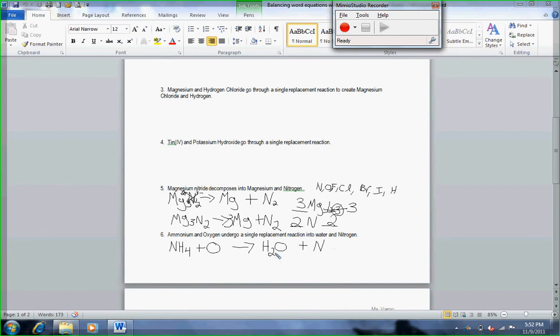Our second step is to check for diatomics. Remember, we only care about diatomics when they're by themselves. Oxygen's by itself, it is one of our 7 diatomics, it's right here. Nitrogen's by itself, it is also a diatomic, so we add a 2. Our next step is to crisscross. However, in this case, our compound came off our cheat sheet, and we know if it comes off our cheat sheet, we just leave it alone. So that one we can leave alone.